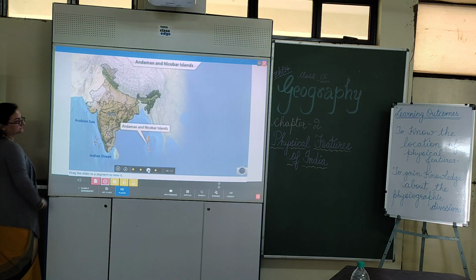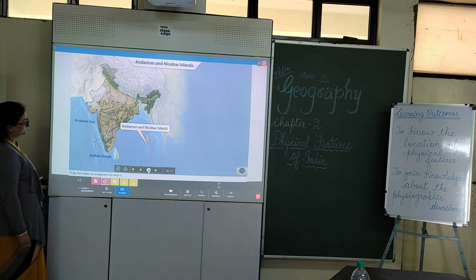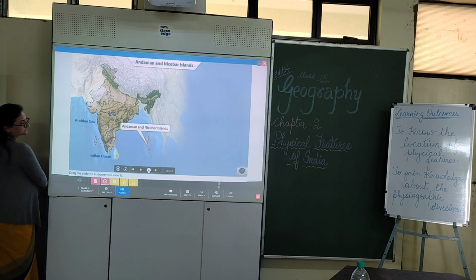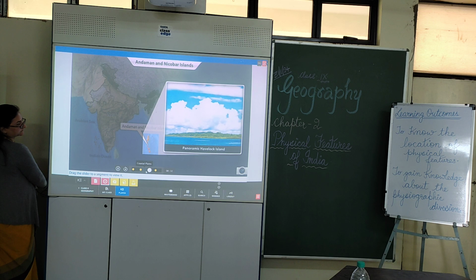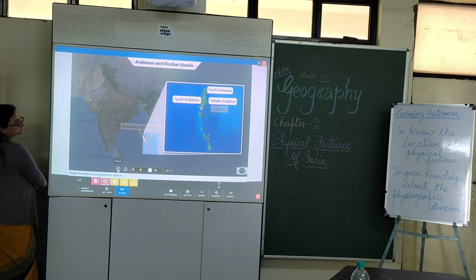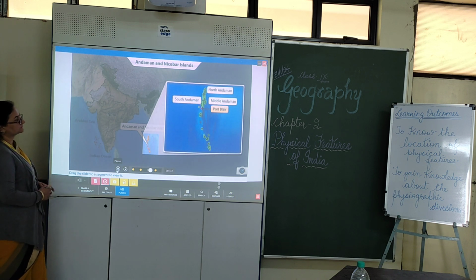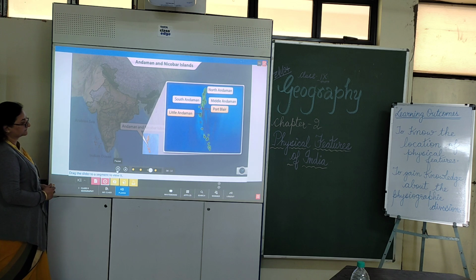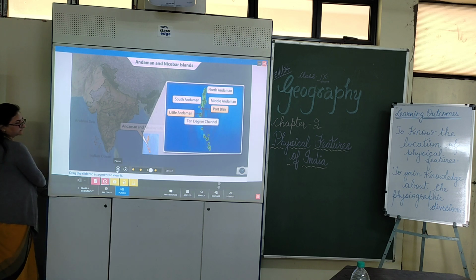The Andaman and Nicobar Islands are a group of more than 300 individual islands. This beautiful chain of islands lies in the Bay of Bengal and is a popular tourist destination. The Andaman Islands are divided into Great Andaman and Little Andaman. The 10-degree channel, a deep sea, separates the Andaman Islands from the Nicobar Islands.